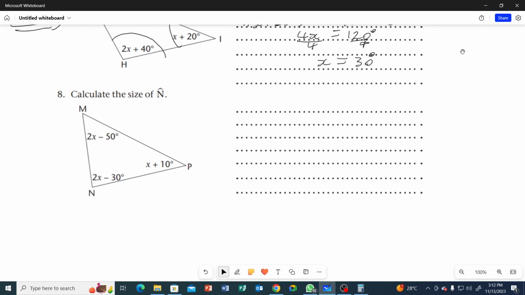Calculate the size of angle n. Now we are asked to calculate the size of angle n. Before you get the size of angle n, you have to find the value of x. How do you do that? Sum of angles in a triangle, they sum up to 180 degrees. So we are going to have, let me try to extend.